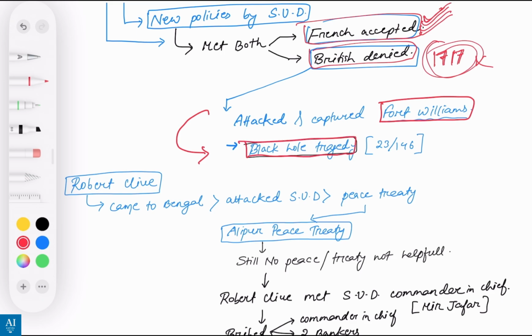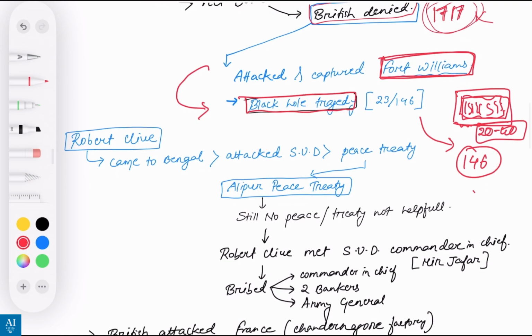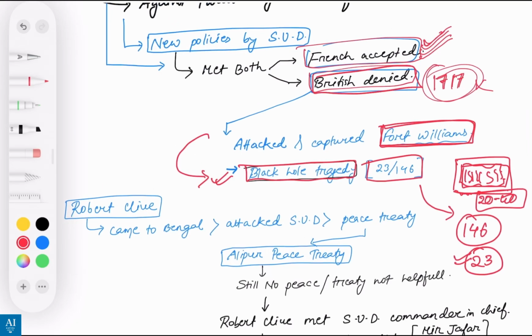So what did Sirajuddaulah do after capturing Fort William? Fort William was completely filled with Europeans, British. So he captured Fort William, he locked the door, and most of the people who were guarding Fort William, their guards or workers, or even some residents of Fort William, were locked in a very small room, a room where only 20 to 40 people can survive. In that room, he locked 146 people. Out of 146, only 23 survived. Why? Due to suffocation. So this is called the Black Hole tragedy, made by Sirajuddaulah in Fort William.